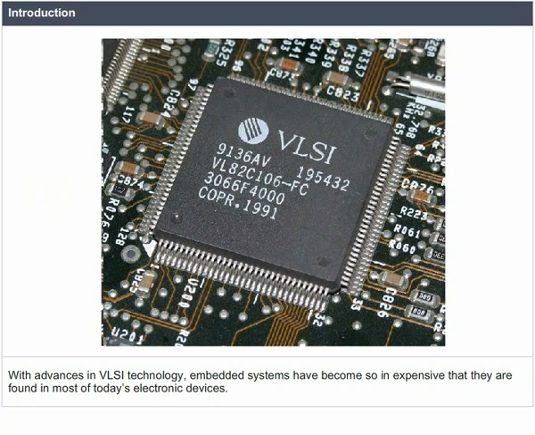With advances in VLSI technology, embedded systems have become so inexpensive that they are found in most of today's electronic devices.